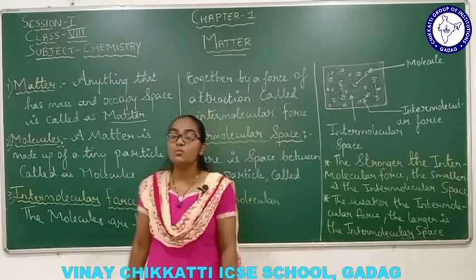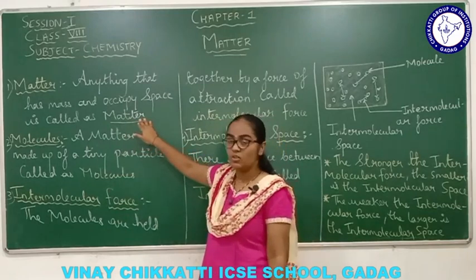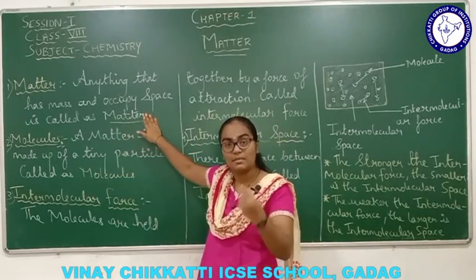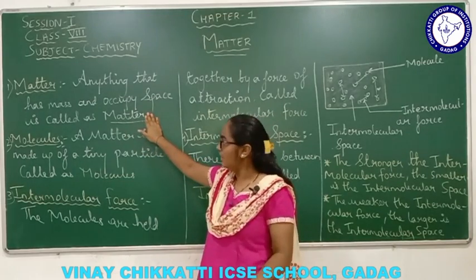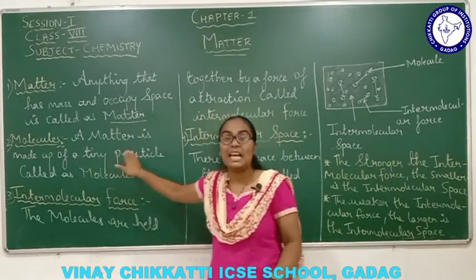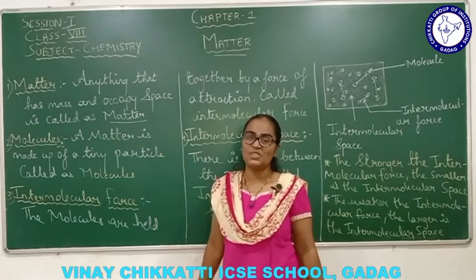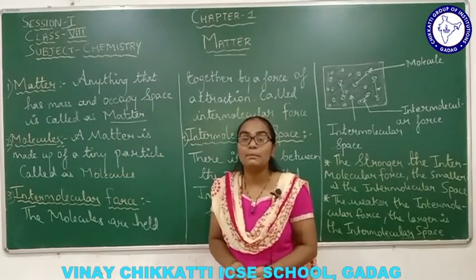Now the second thing is molecule. This matter is there, no? The substances which occupy space and have mass are made up of certain tiny particles. Matter is made up of tiny particles called molecules. Matter is made up of tiny particles called molecules.